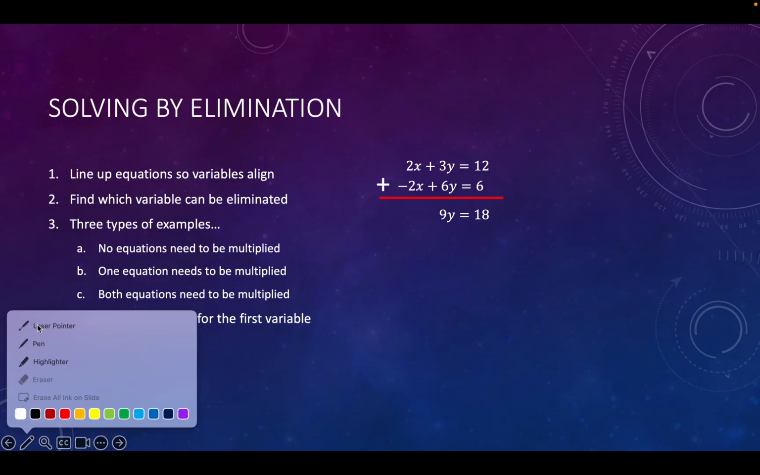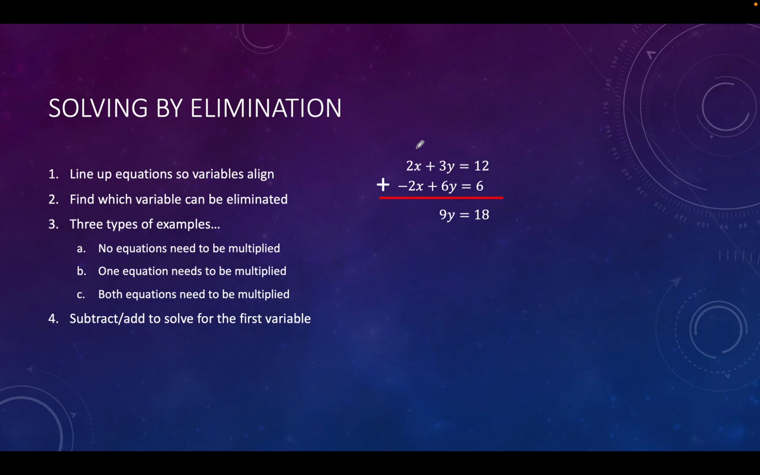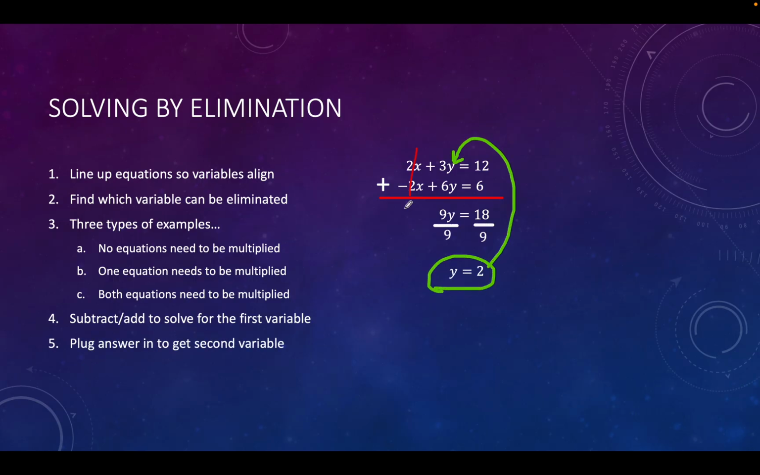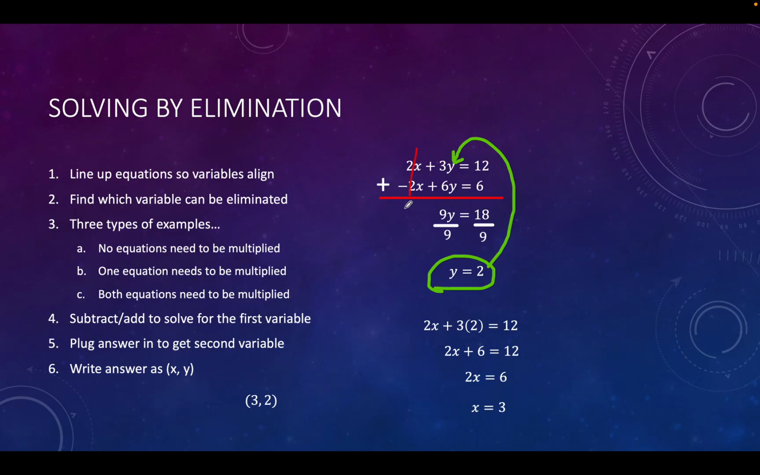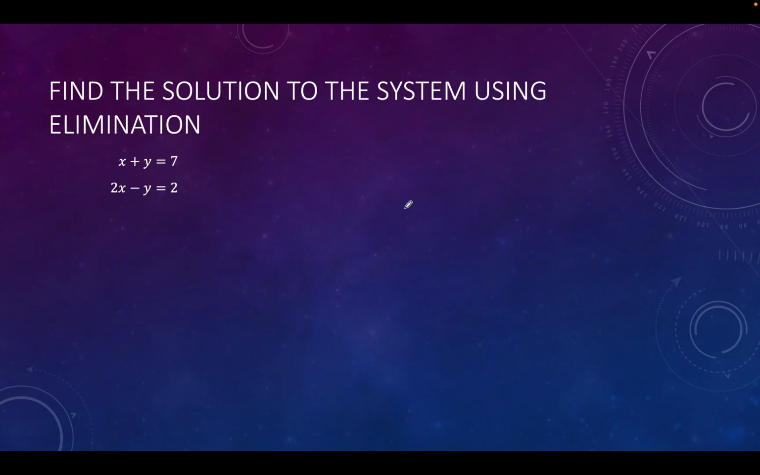So if I showed negative 2 minus 2, that's going to cancel out the x's. We can solve that for y, and we get y equals 2. Then step 5, we plug the answer in to get the second variable. We plug it back into the equation, and we can solve for x, and x would equal 3. So if our answer was 3, 2, that is how we would write our final solution. Feel free to pause and catch up with the writing as necessary.